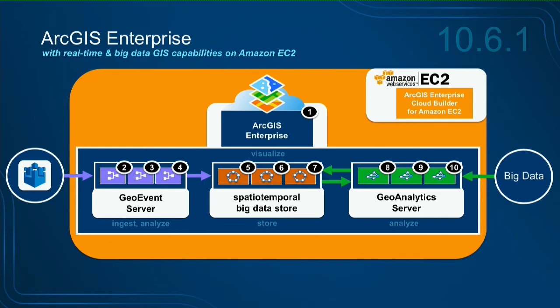And on the left-hand side, you can see the little castle-looking thing there is Amazon IoT. And so we pre-configure these to be able to have Amazon IoT and Azure IoT available when you deploy to these types of environments to bring data into GeoEvent Server.